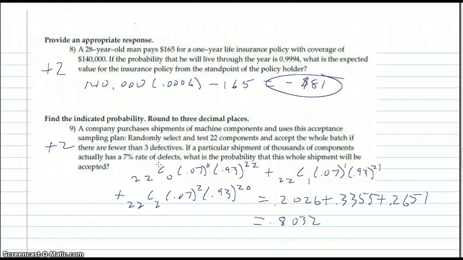On 8, it's expected value with reference to the policyholder. I only took a half point off if you didn't have the sign correct, but pretty much you find the probability that they get paid, the probability that whoever their policyholder is gets paid.